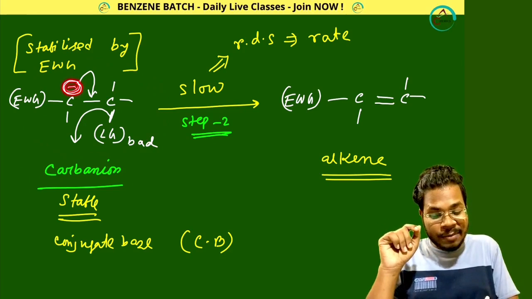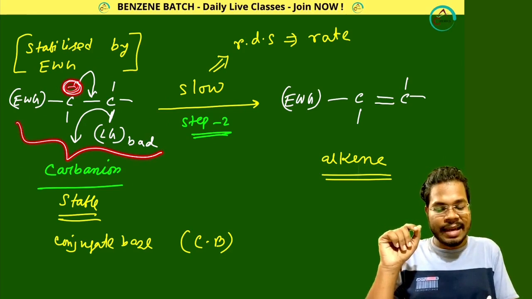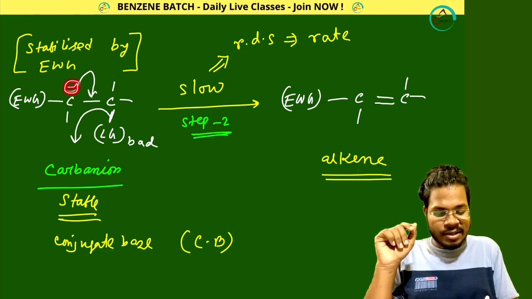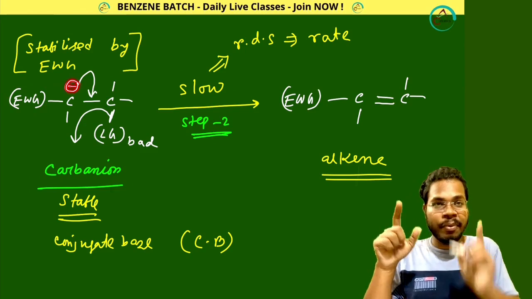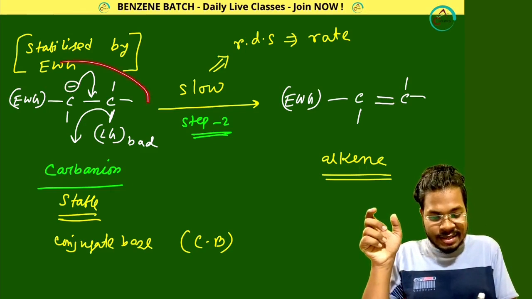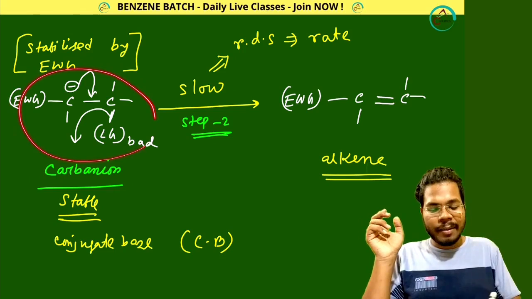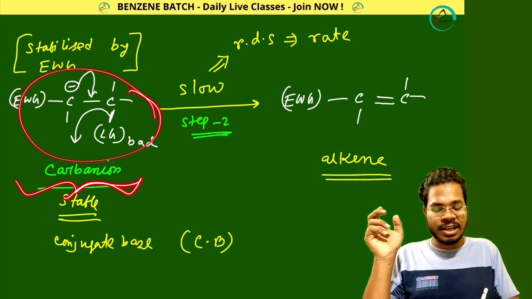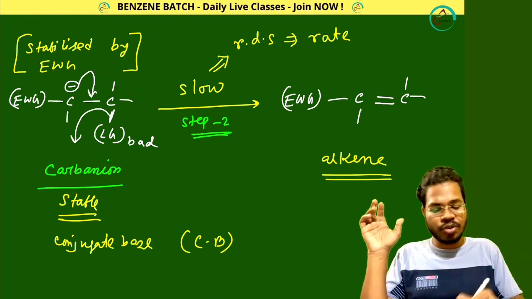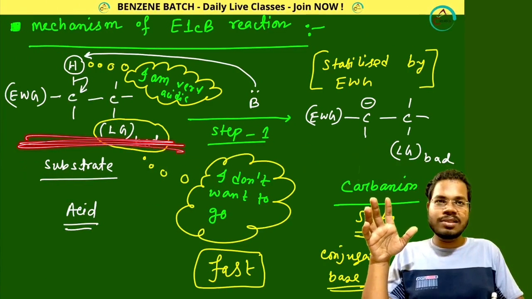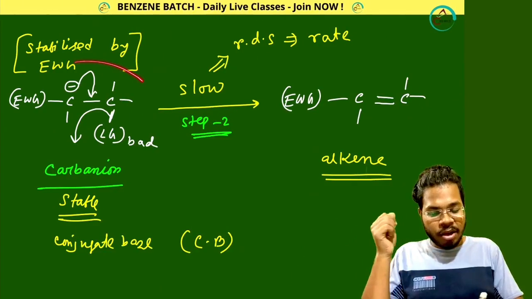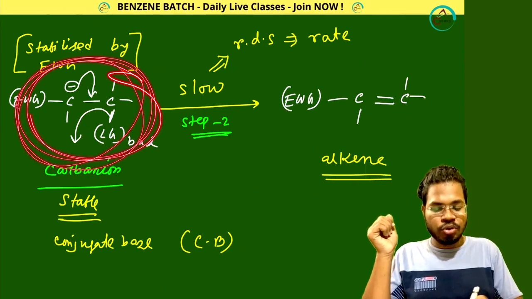So this negative charge is now neutralized. With this electron withdrawing group, the negative charge gets neutralized. But at the end of the day, this is a carbanion, and a carbanion is a reaction intermediate. It's not the final product. It's not as stable as this substrate. Because it is an intermediate, it should form a product.